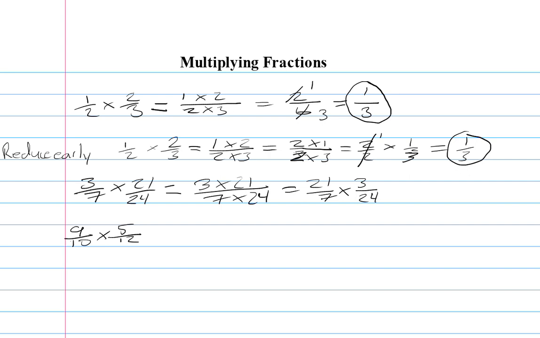What number could go into 21 and what number could go into 7 without leaving a remainder? Well, that'll be 7. 7 can go into 7 how many times? Once. 7 goes into 21 how many times? 3 times. What number could go into 3 and what number could go into 24 without leaving a remainder? Well, that number is 3. 3 could go into 3 once. 3 goes into 24 8 times. So my answer is now 3 times 1 equals 3, and then 1 times 8 equals 8.